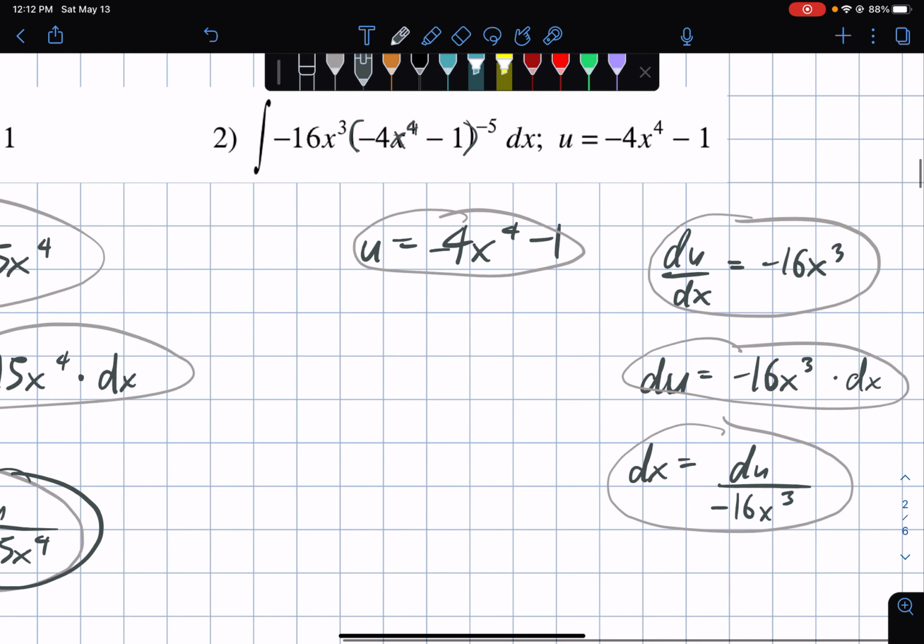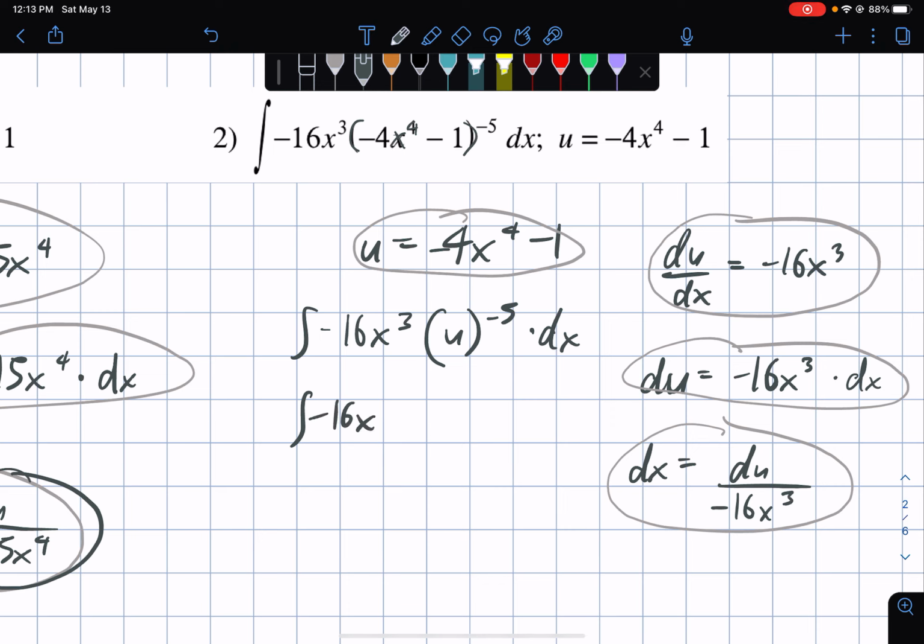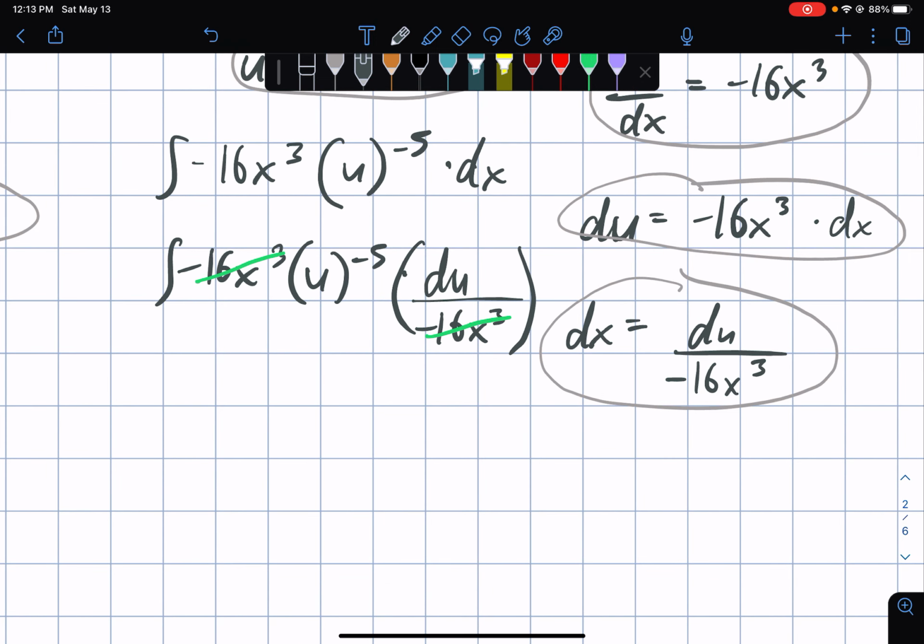Now, it's time to solve the values. Copy the integral sign and whatever term is here, not just number, and then times u, this entire chunk, and then raised to negative 5, and then times dx. Negative 16x raised to 3, u raised to negative 5, sub dx with whatever it's equal to, that is du over negative 16x raised to 3, and that would cancel these two things, and then u raised to negative 5 times du.